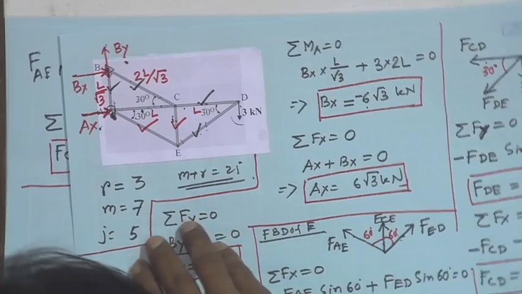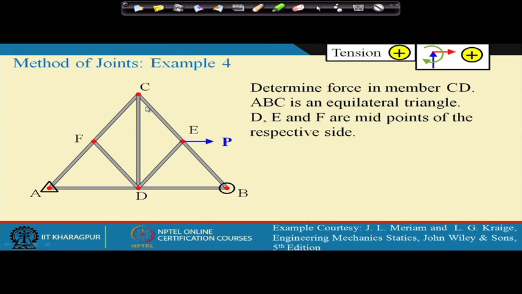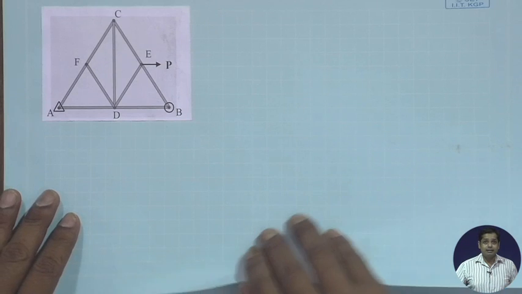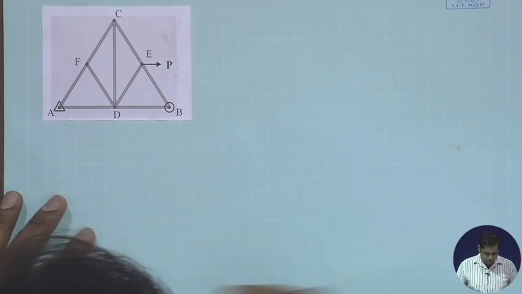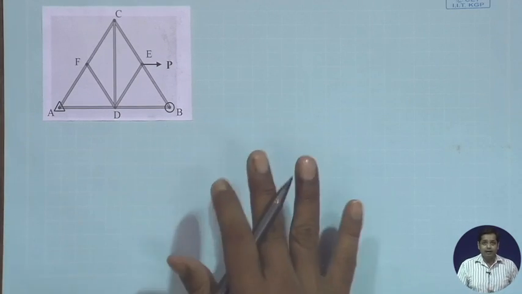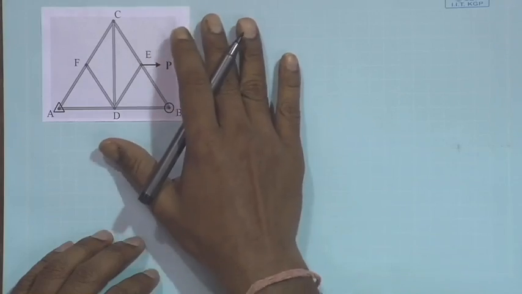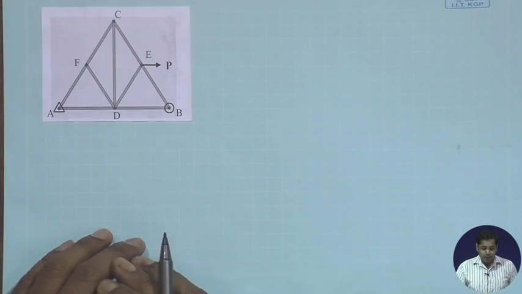There is a specific purpose of this example. You see here, what we need to determine is the member force in member CD, right? Member CD. Okay. Now this is the problem. Because we are discussing method of joints today, suppose I have to find out the force in member CD using method of joints.